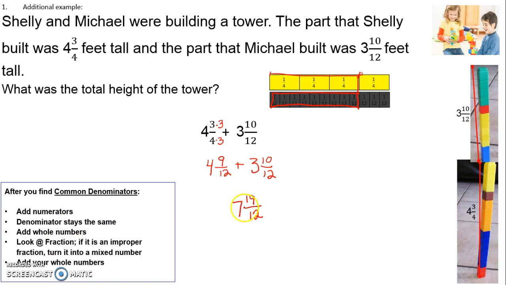She says, now look at the fraction. Look at the 19/12. If it's an improper fraction, change it to a mixed number. 19/12 is improper because 19 is more than 12. So it's more than one whole. Well, 12/12 would be one whole, and we still have 7/12 left over. So 19/12 is the same as 1 7/12. Then she says, go ahead and add your whole number. So 7 and 1 would be 8. So that's 8 7/12 feet. 7/12 is in simplest form, so that must be the total height of the tower. Let's go to number 2.